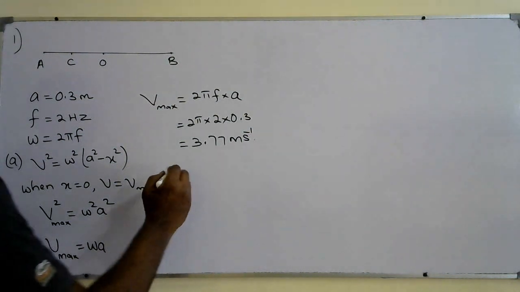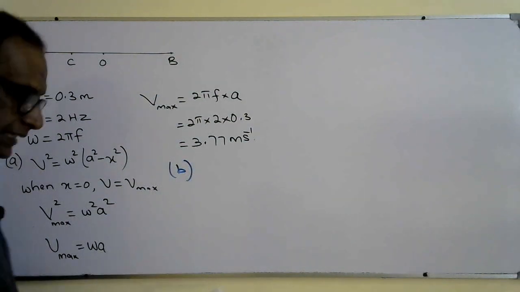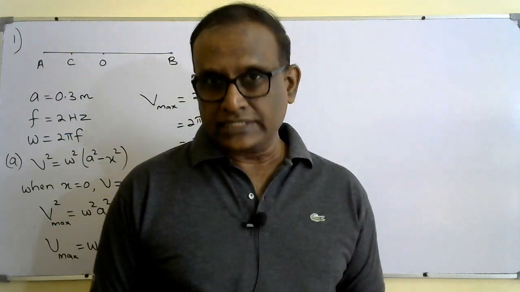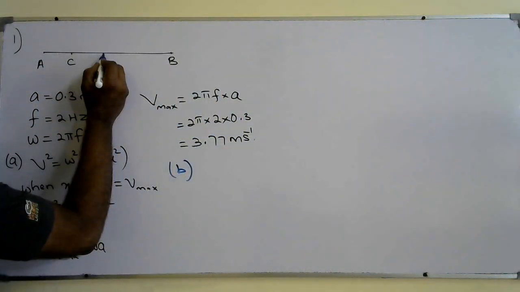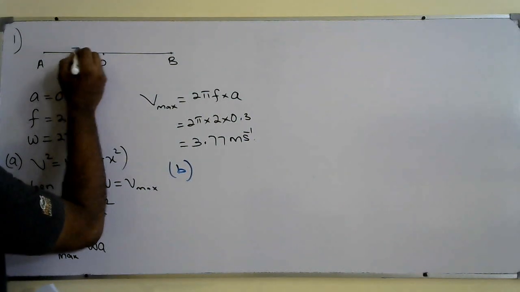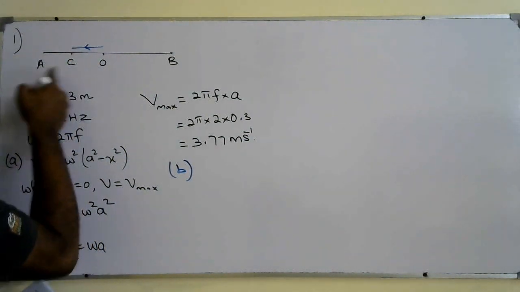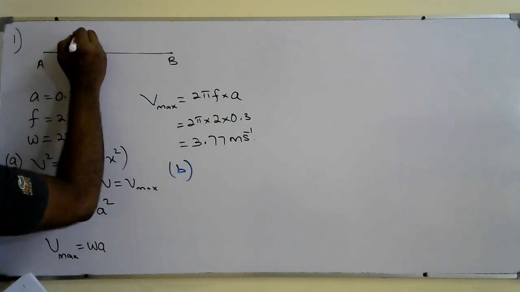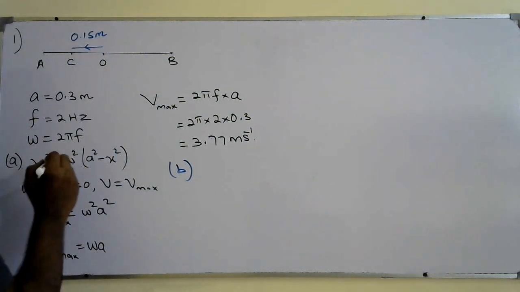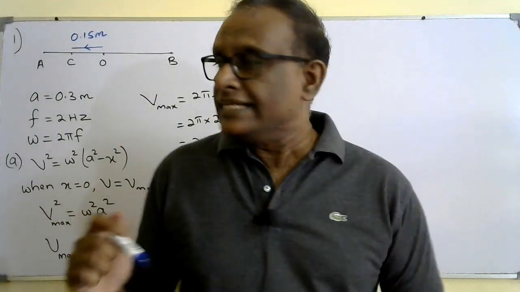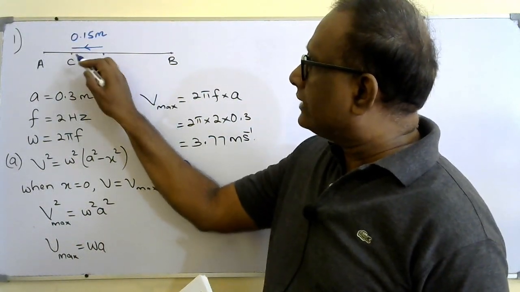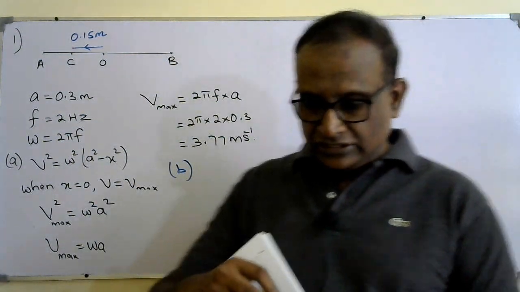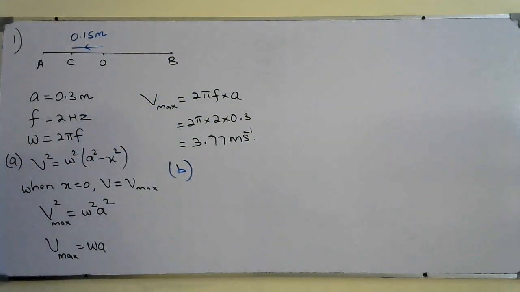Part B: find the time taken by P to move directly from O to C. O to C means from the equilibrium position to C. This displacement is half of AO, which is 0.15 meters. So if it is at O, how long will it take to reach C? There are two equations we have that relate displacement and time.